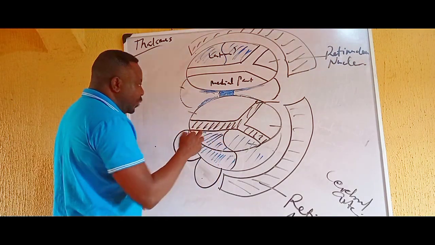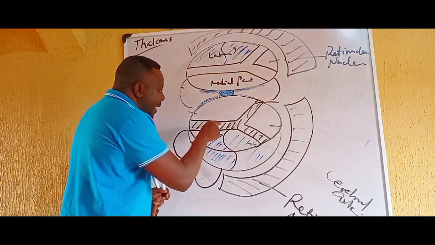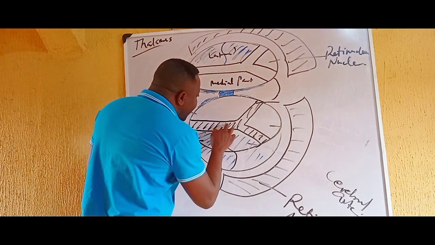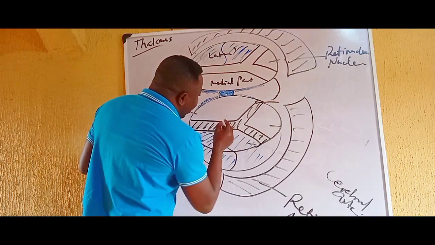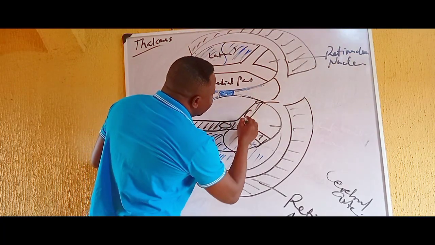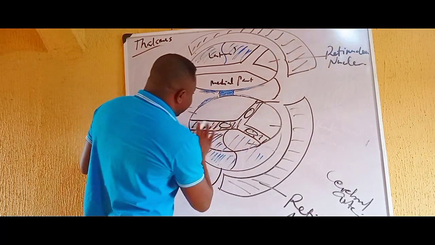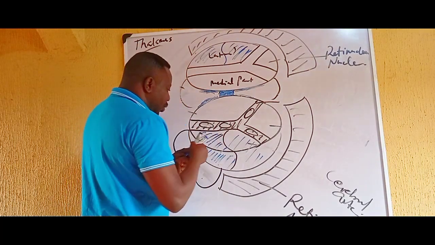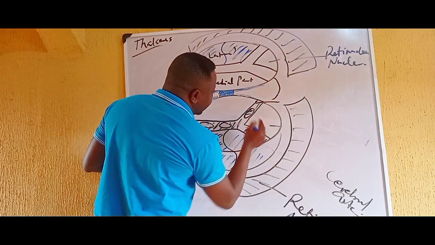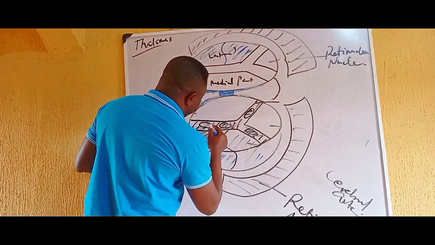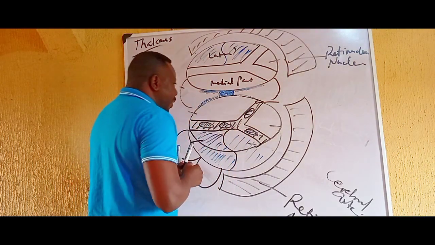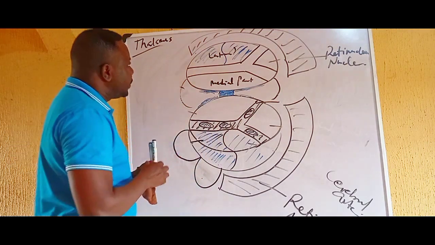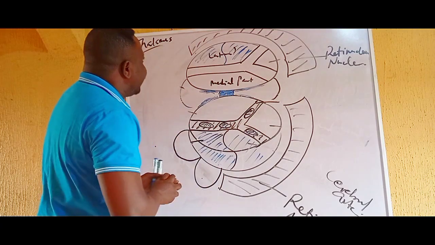Also, it is important to know that within the internal medullary lamina, we also have another nuclear group here. That nuclear group is actually known as the intralaminar nuclei. Now, a good example is the centromedial nucleus and the parafascicular nucleus. Now, let's look at another structure of the thalamus.